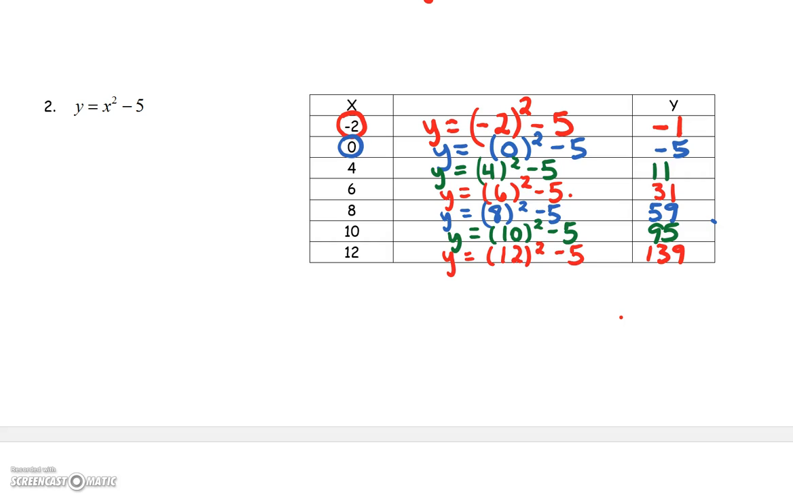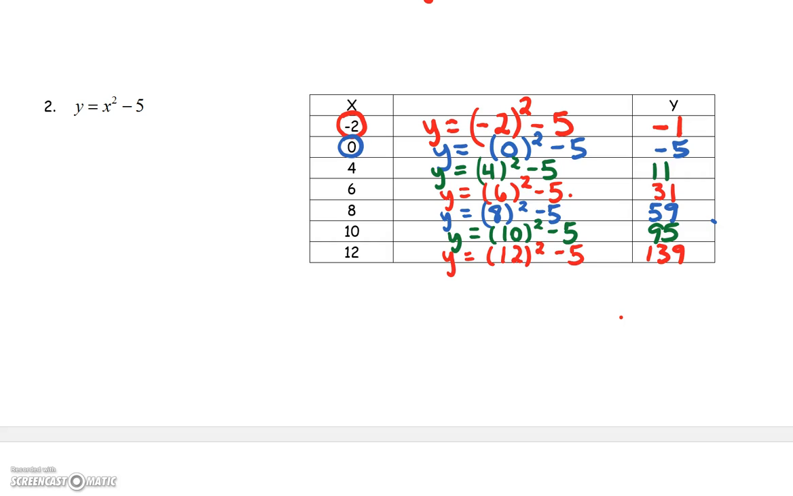So for an input of 4, an output of 11. For an input of 6, an output of 31. For an input of 8, an output of 59. For an input of 10, an output of 95. And for an input of 12, an output of 139. And that completes our table of values for y equals x squared minus 5.